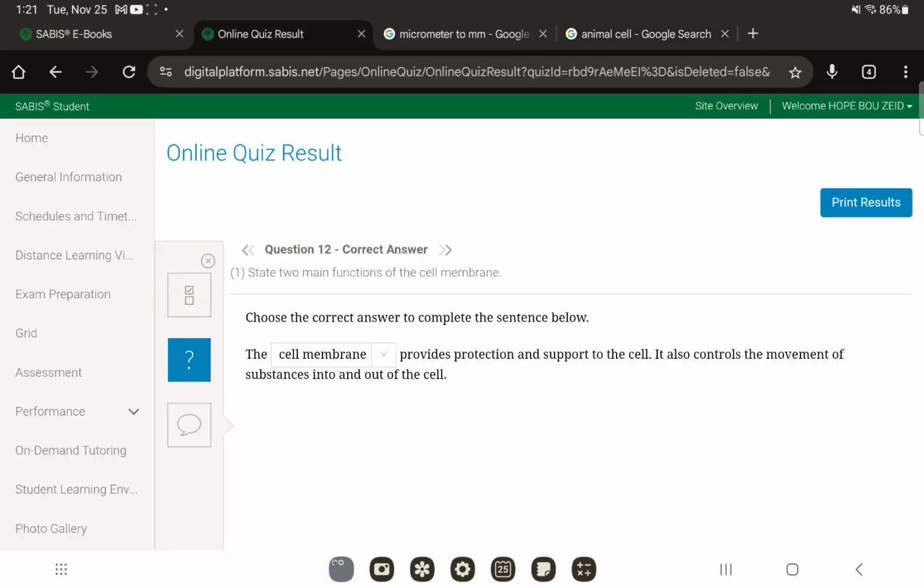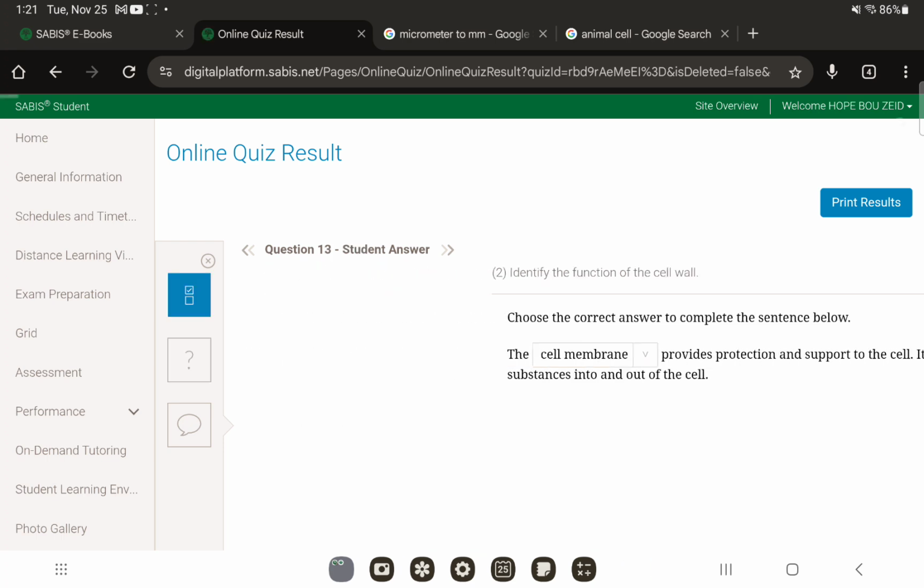Okay, choose the correct answer. The cell membrane provides protection and support to the cell. It also controls the movement of substances into and out of the cell. So yeah, whenever they're asking for what controls what goes in and out of the cell, it's always the cell membrane.